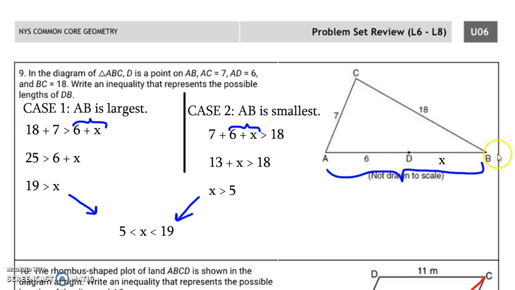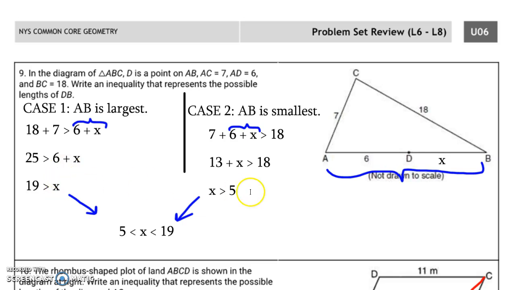Case 1 is that AB is the largest side of the triangle because we're not really sure what X is. If it is the largest side of the triangle, that means that the two smaller sides have to add together to be bigger than it. That should make sense to you. Case number 2 says that AB is the smallest side, which is possible. This could be 6 and this could be, I don't know, like 0.5 or something like that. But if it is the case, that means that 7, which is the smallest side that's labeled, plus 6 plus x, which we said is the smallest side here, is greater than 18, because the two smaller sides have to be greater than the largest side.